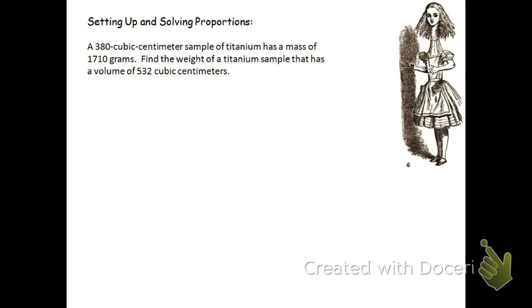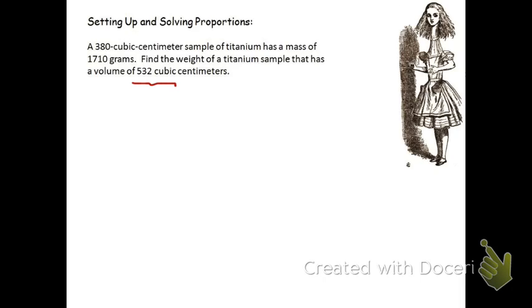All right, so here's a little problem solving. Notice on the right over here we have a disproportional picture of Alice in Wonderland. Her neck is a little bit out of size there. In this problem we're told that a 380 cubic centimeter sample of titanium has a mass of 1,710 grams. Find the mass of a titanium sample that has a volume of 532 cubic centimeters.